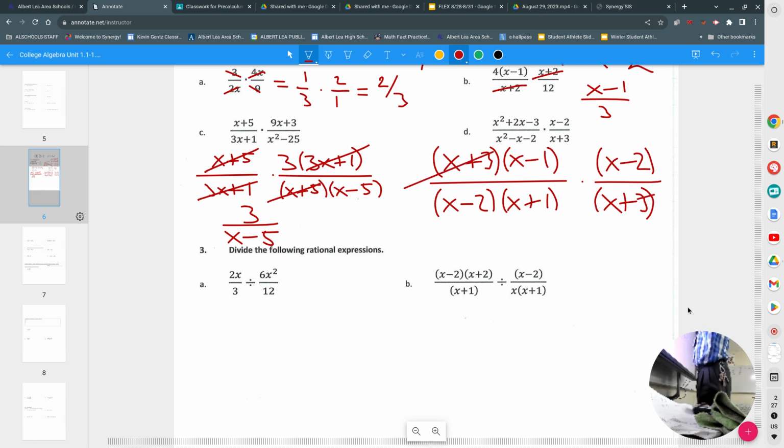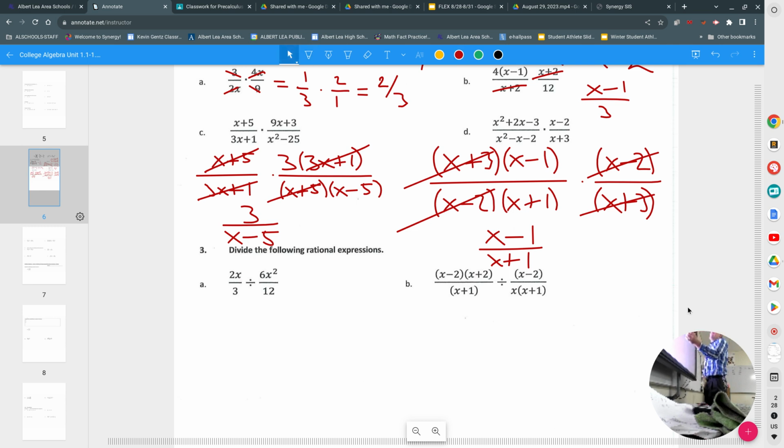X plus 3s are gone. X minus 2s are gone. We have x minus 1 over x plus 1. Okay, so a nice little review of factoring. Notice we covered the factoring lesson. There are some problems in your assignment that are a little bit more challenging in their factoring, but you're very intelligent. You'll have no problem handling those.